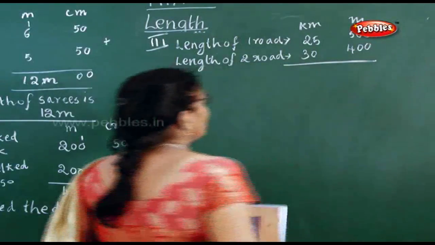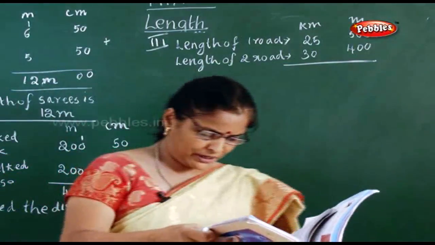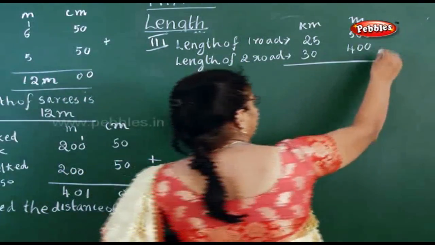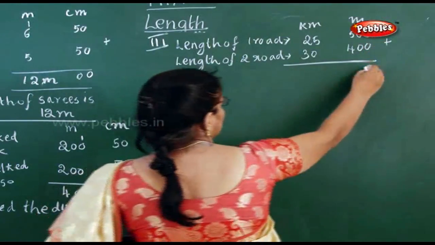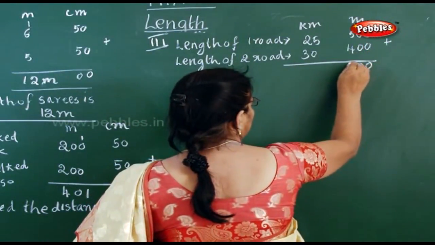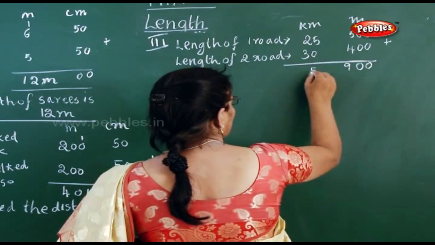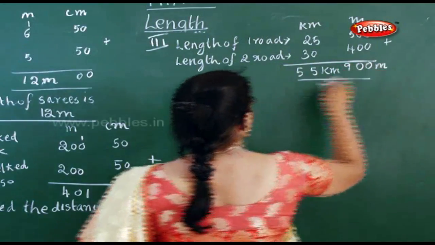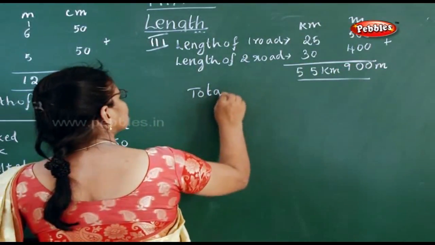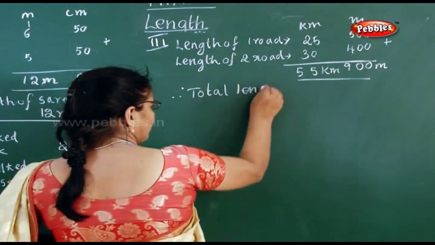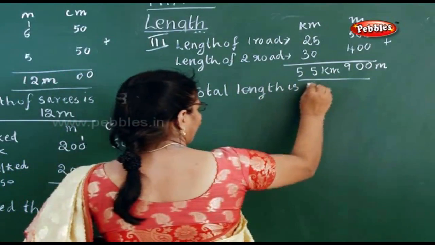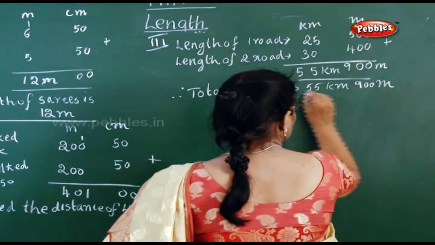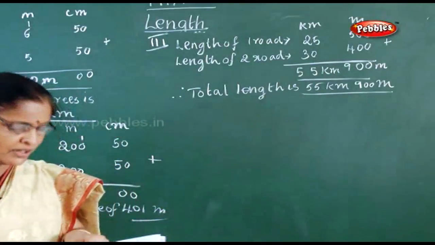Now what you have to do? Whether it is plus or minus. They have asked what is the total length of both the roads. So now immediately you have to put total means you have to plus. So 0 plus 0, 0, 0, 4, 5 plus 4, 9, 5 plus 0 is 5 and 2 plus 3 is 5. So it is 55 kilometer and 900 meter. So the total length of two roads, therefore total length is 55 kilometer and 900 meter.